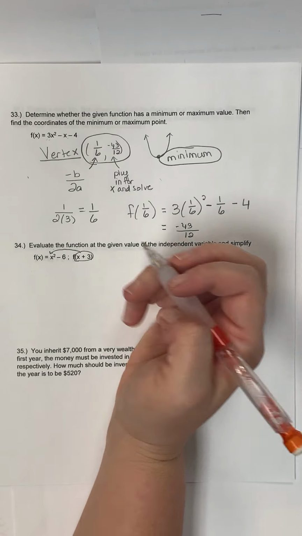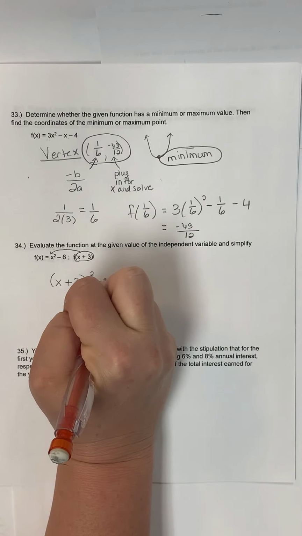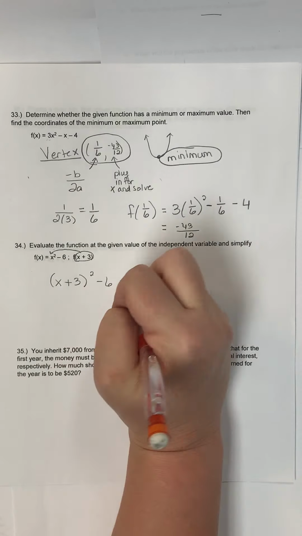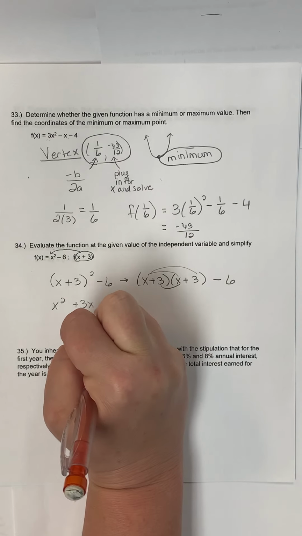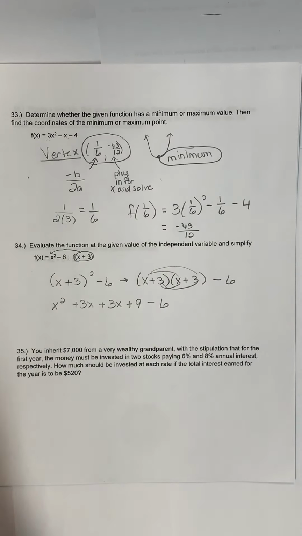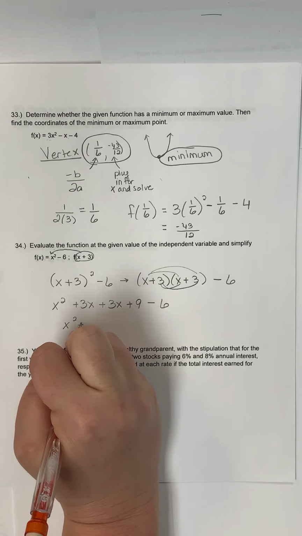It's just a composition. So if I put in x plus 3 where x squared is and evaluate it, this means there's 2 of them. I'm going to have to FOIL it out and then subtract 6. So I'm going to have x squared plus 3x plus 3x plus 9 minus 6. Combine like terms and I get x squared plus 6x plus 3. And that's my answer. It's all you have to do.